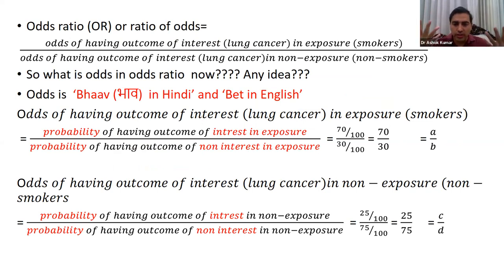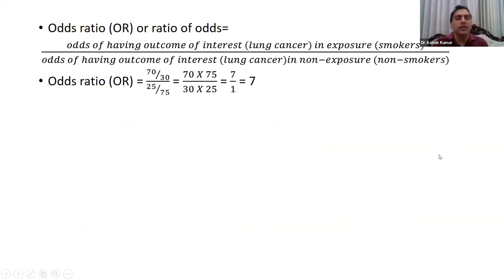So what is the odds ratio? We have to divide this odds by this odds. So the odds of having the outcome of interest in exposure divided by the odds of having the outcome of interest in non-exposure. We just have to divide. So it is A divided by B, then divided by C divided by D. D is the fourth term, so it will go up and it will come like A multiplied by D divided by B multiplied by C.